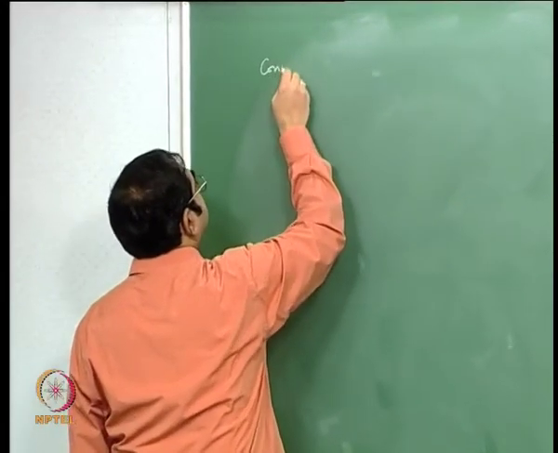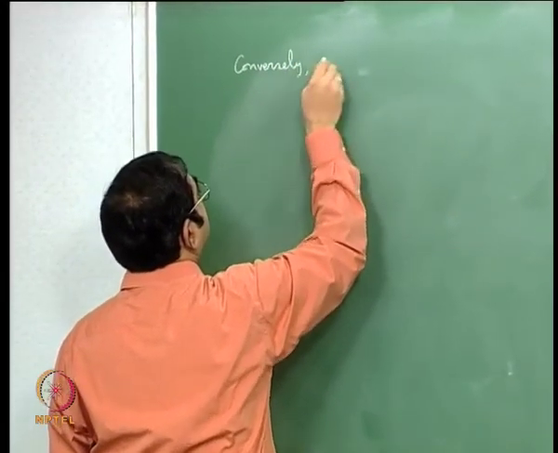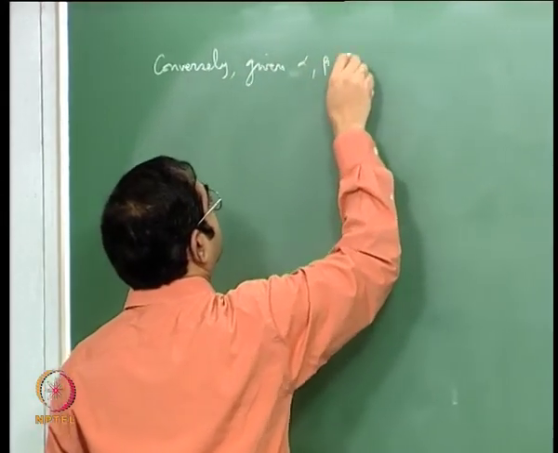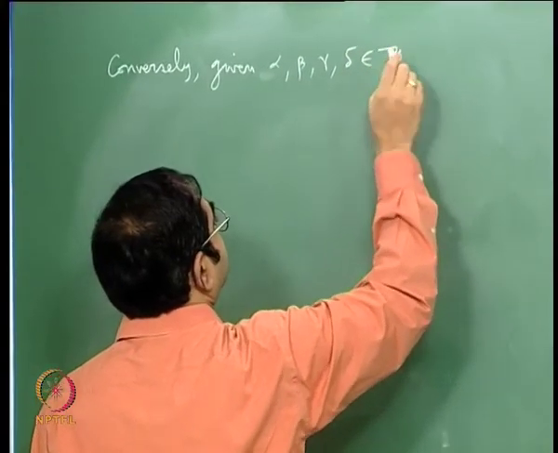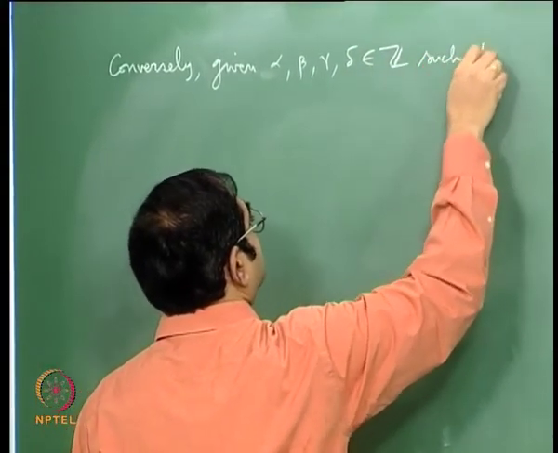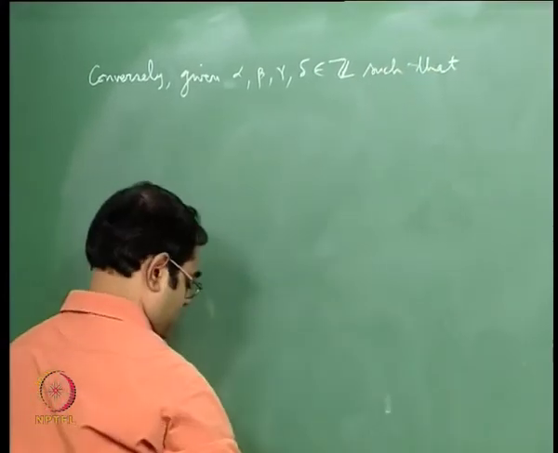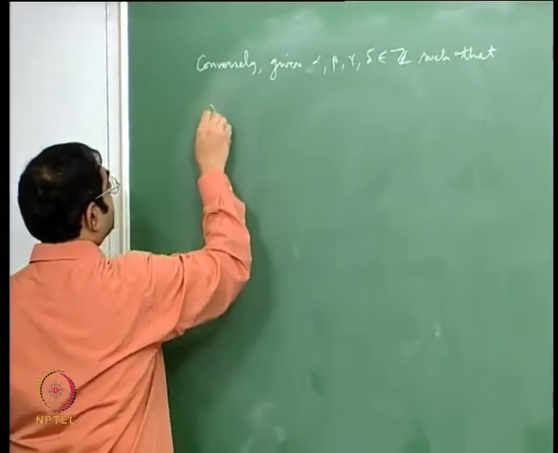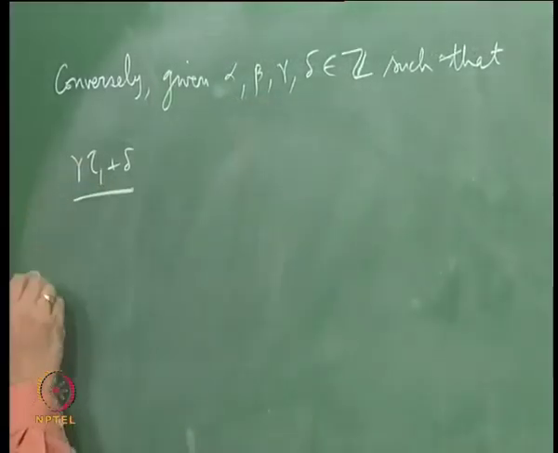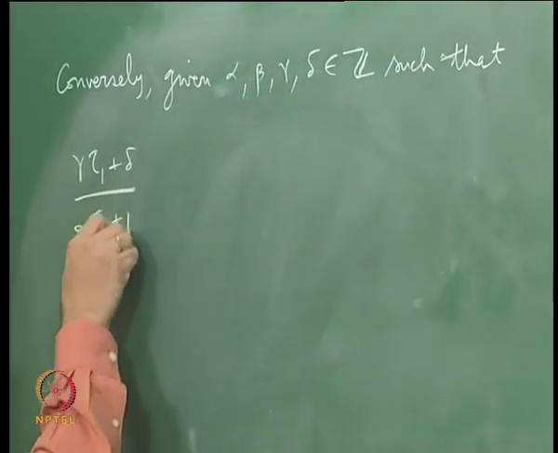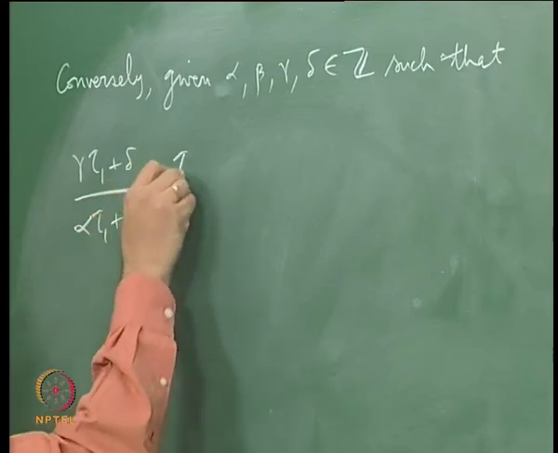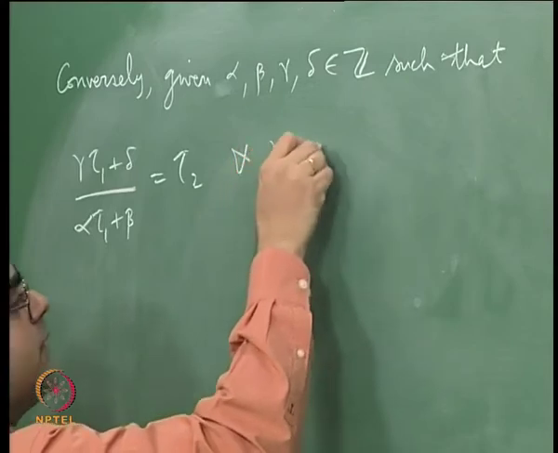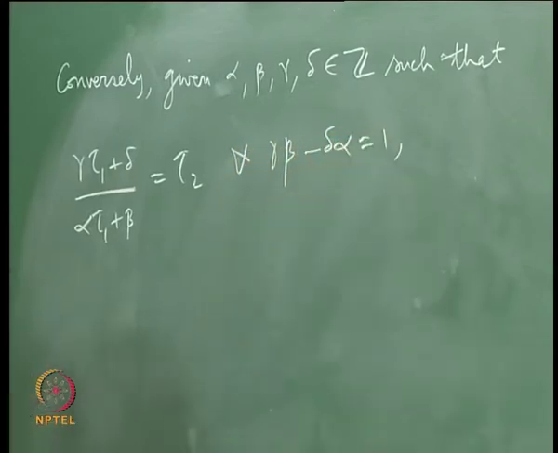Conversely, given integers alpha, beta, gamma, delta such that (gamma tau 1 plus delta) by (alpha tau 1 plus beta) is equal to tau 2, and gamma beta minus delta alpha is equal to 1, okay.